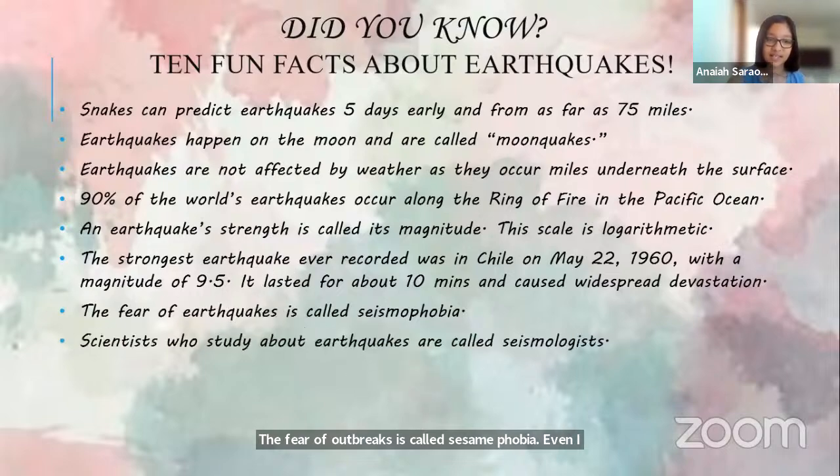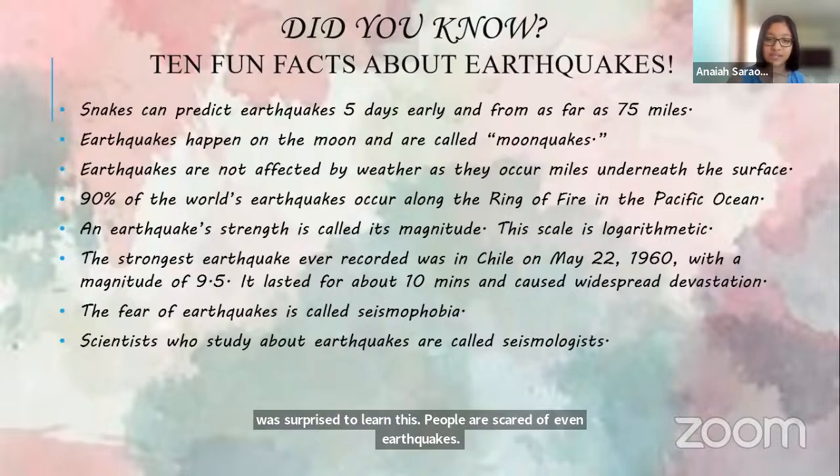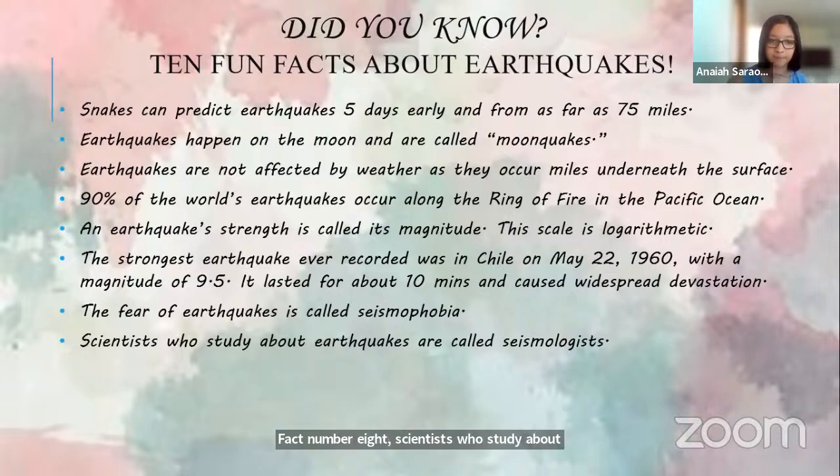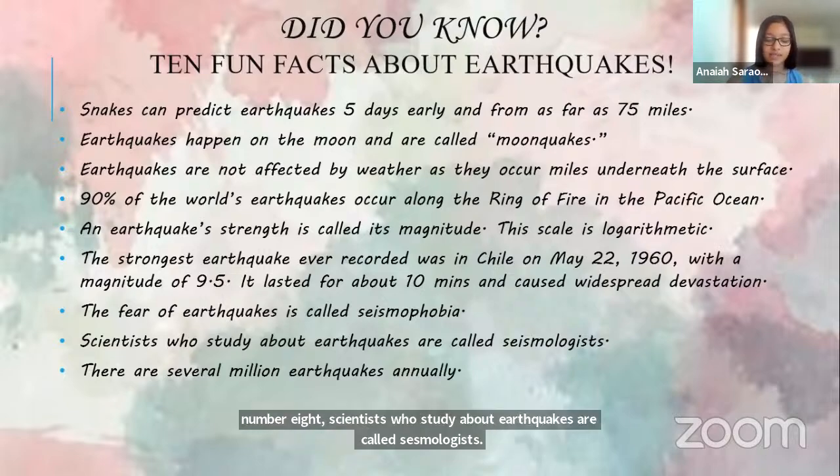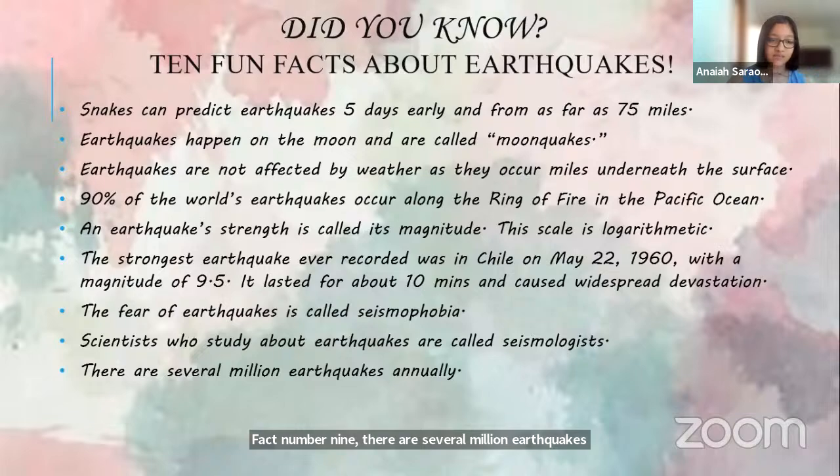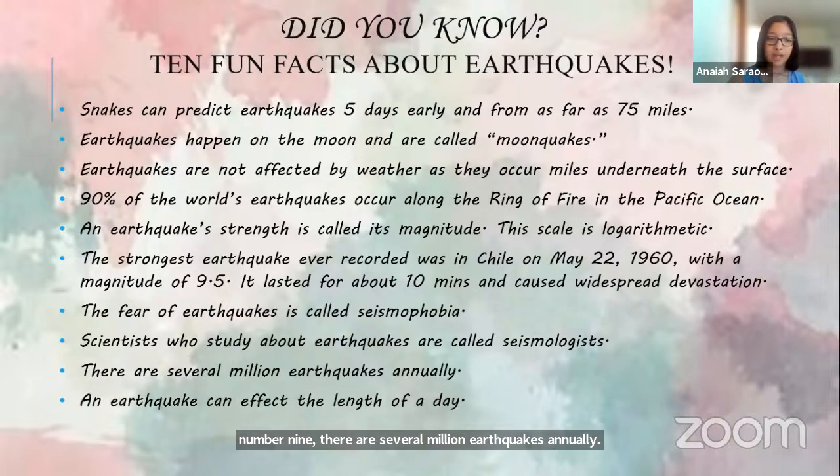Fact number 8. Scientists who study earthquakes are called seismologists. Fact number 9. There are several million earthquakes annually. And the last fact is an earthquake can affect the length of a day. This actually happened once. A few years ago in Japan, an 8.9 magnitude earthquake struck, and it shortened the 24-hour day by 1.8 microseconds. So these are 10 fun facts about earthquakes.